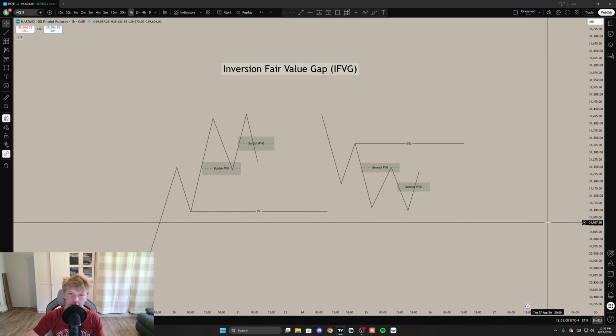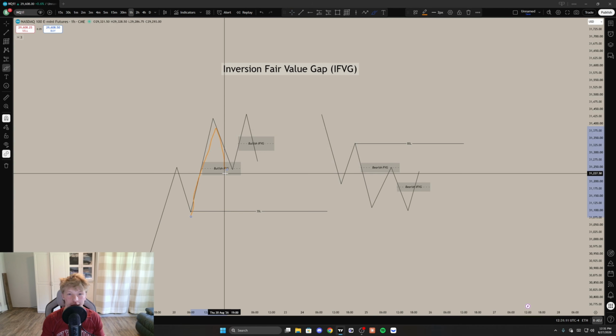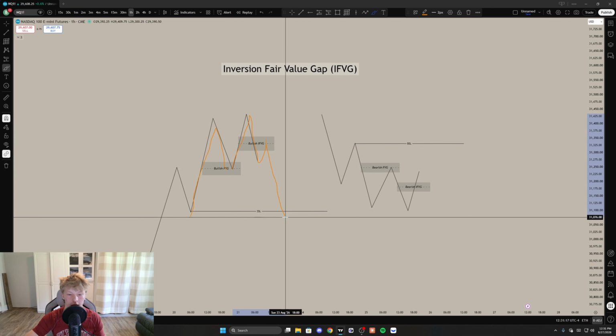All right, the next concept we are going to go over, piggybacking right off of fair value gaps, is an inversion fair value gap. So we already know a fair value gap is used to continue price. Well, fair value gaps can also be used paired with other things to be able to predict when market could be shifting structure and we could be reaching for a new draw on liquidity.